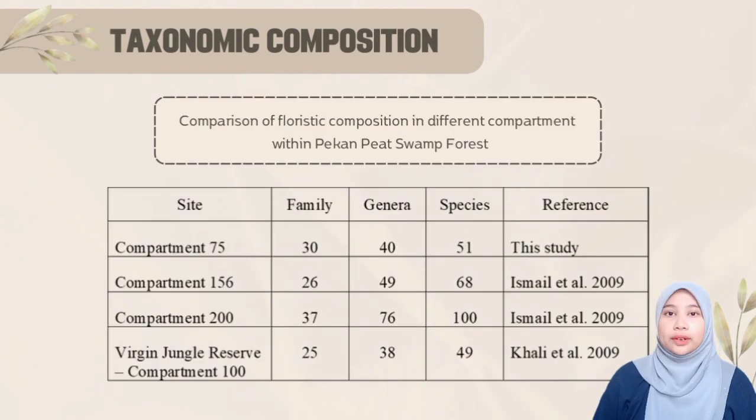The table shows the comparison in floristic composition within the Pekan Forest Reserve in different compartments. Compartment 200 has the highest numbers of family when compared with other studies compartments. Ismail reported a total of 100 species from 76 genera and 37 families of trees with diameter more than 10 cm DBH were enumerated. On the other hand, compartment 100 considered as the lowest compared to other studies with total of 49 species, 38 genera, and 25 families enumerated from 376 individuals in 1 hectare plot size.